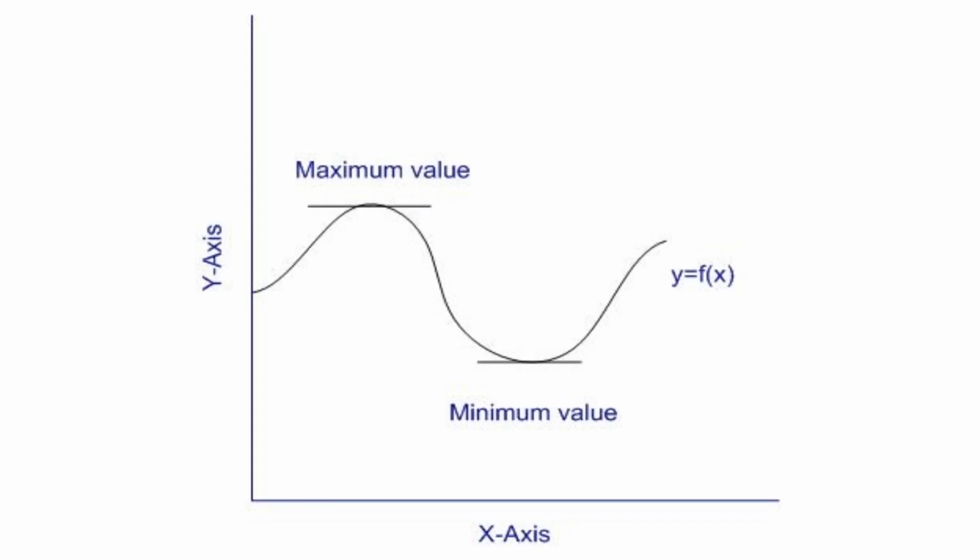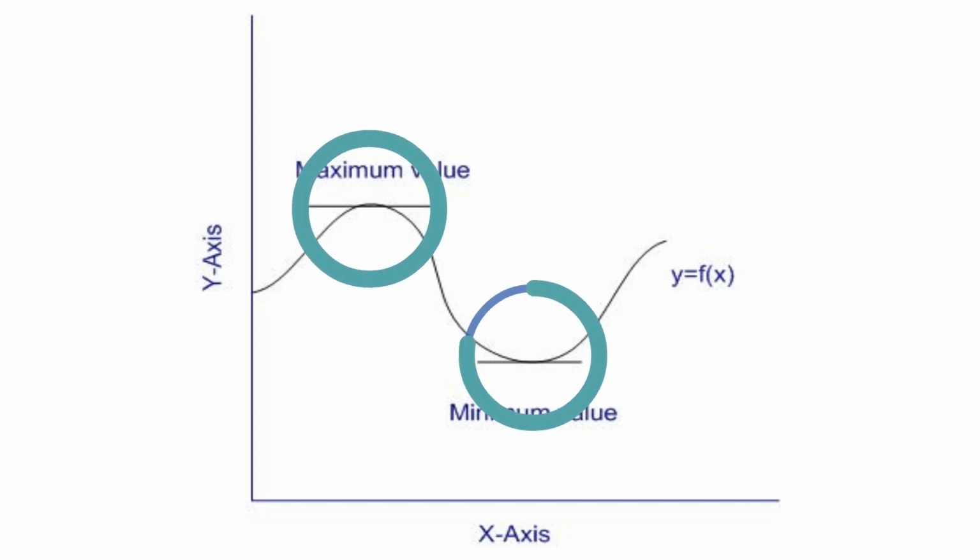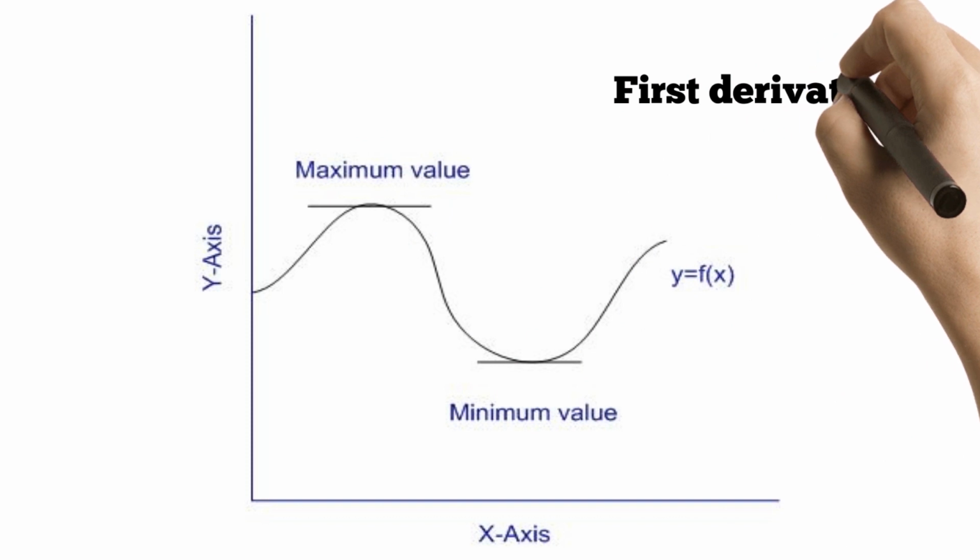Now look at this figure. There are 3 observations. The first observation is that the tangent at the maximum and the minimum point is horizontal. We can say that the slope of the maximum and minimum point is 0. In mathematical language, we may say that the first derivative is equal to 0.